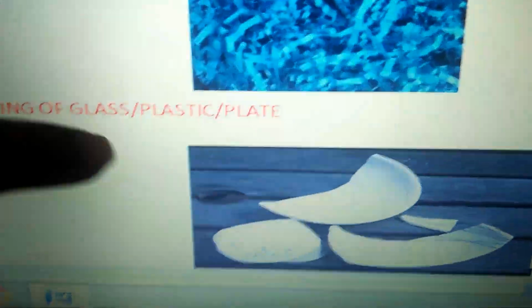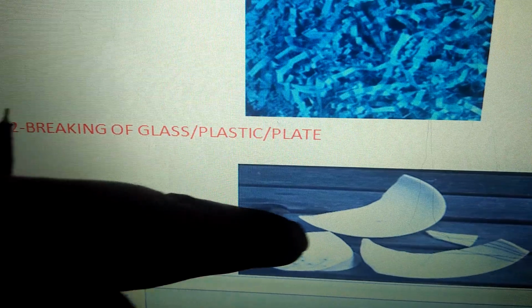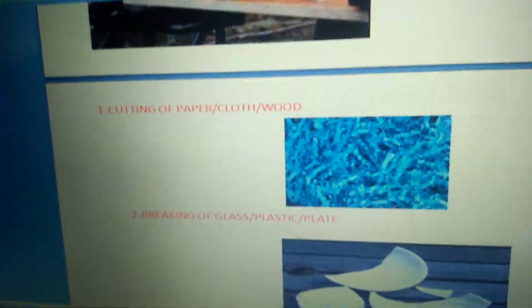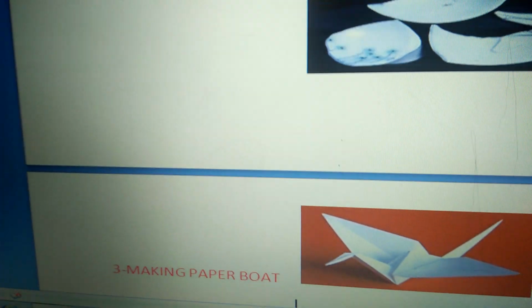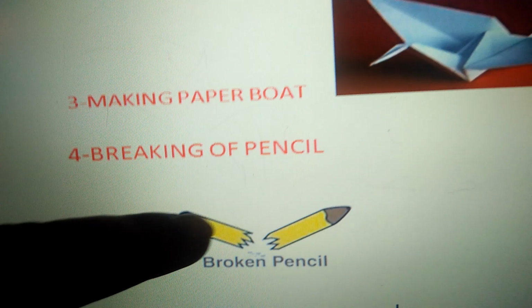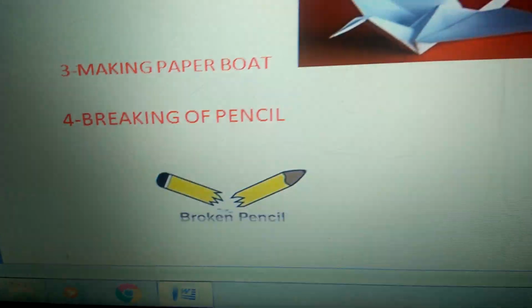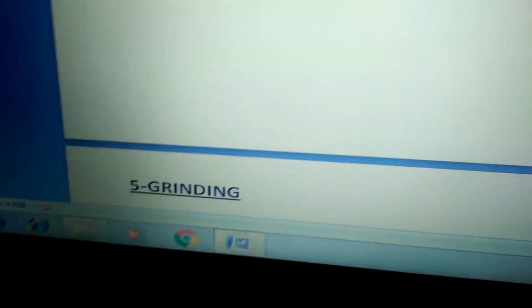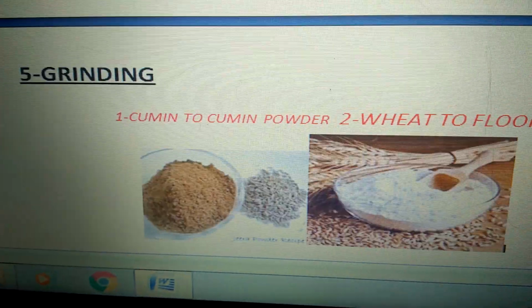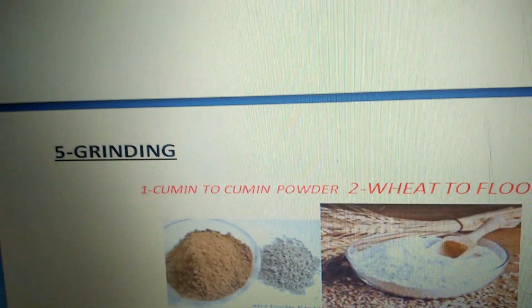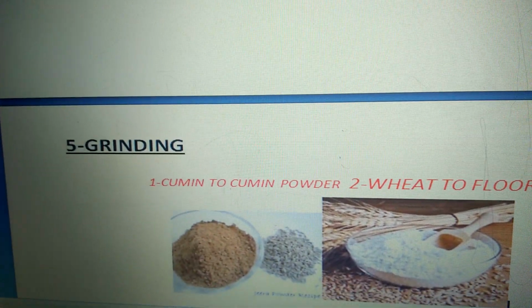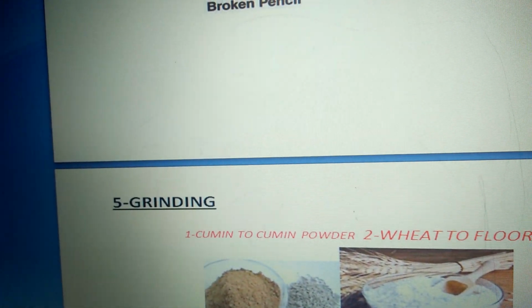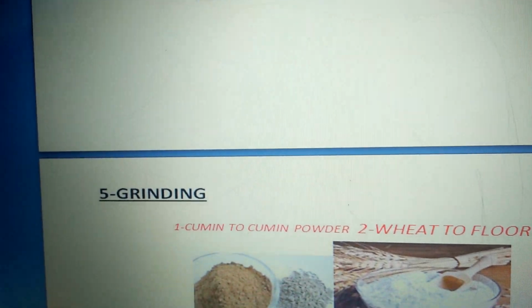Here this plastic plate is broken, so it is a change in shape. Here also we can make a paper boat by folding paper. This is also a change in shape. Breaking of a pencil is a change in size. So all these changes are physical changes because no new substance is formed, and the wood, paper and pencil do not lose their original properties.